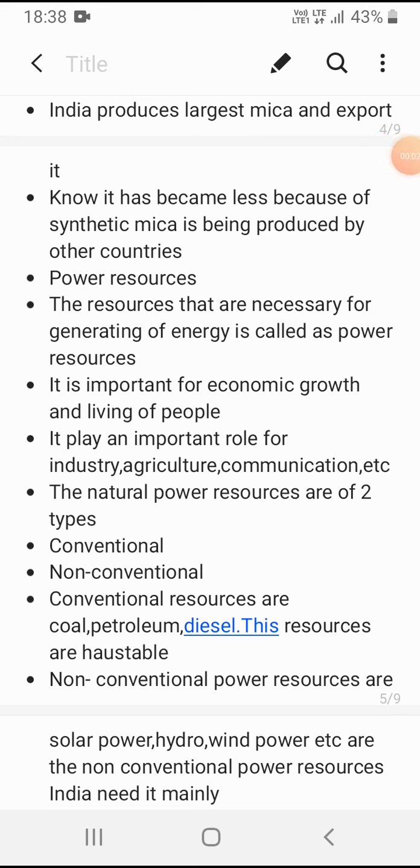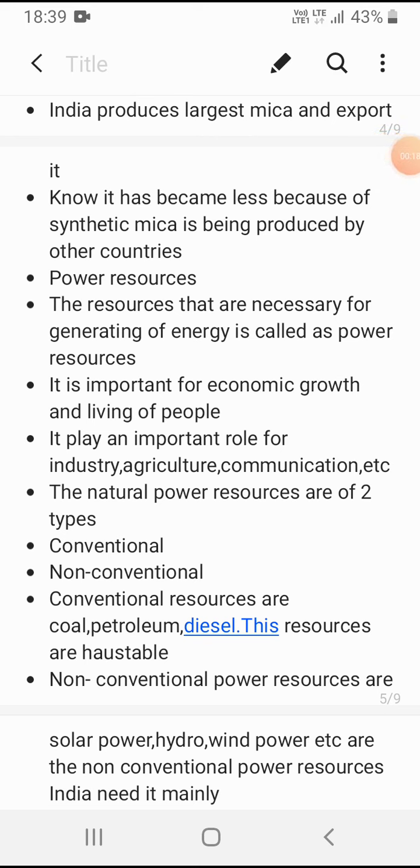So let's continue from power resources. What is the meaning of power resources? The resources that are necessary for generating energy are called power resources. They may ask this for 1 mark. Don't forget to read this. For 1 mark, what is power resources?